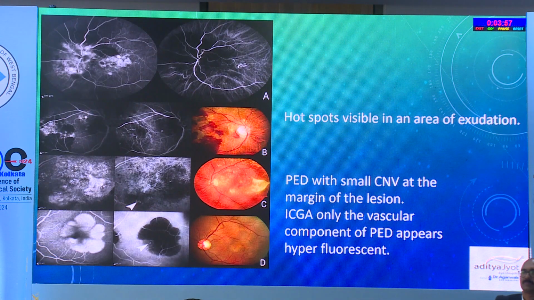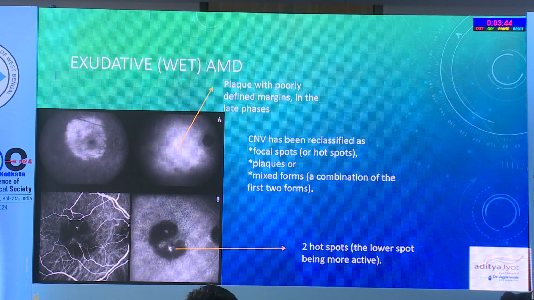That's where the expert's opinion comes in, apart from all this imaging. Hotspots are visible in an area of exudation, PED with small CNV at the margin of the lesion. On ICGA, only the vascular component of PED appears hyperfluorescent. And in exudative AMD, plaque with poorly defined margins in the late phase, as you see in picture A. And CNV has been reclassified as focal spots or hotspots, plaques, or mixed forms, a combination of the first two forms. In the lower bottom picture you can see two hotspots, the lower spot being more active.